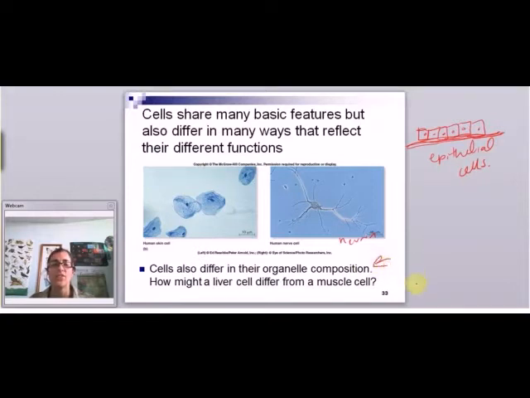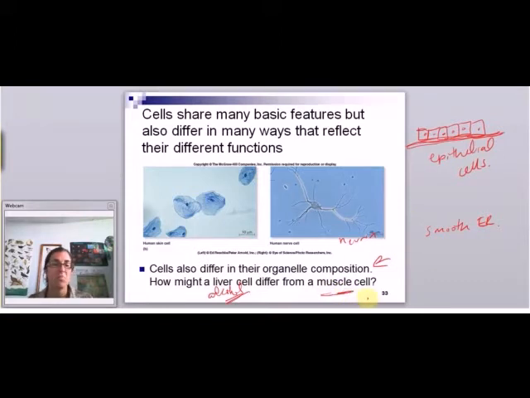Cells can also differ in their organelle composition. So if you think about a liver cell and compare it to a muscle cell, what is the role of the liver? Well, you probably know that it's involved in things like detoxification. For example, alcohol. Well, what organelle detoxifies alcohol? If you remember, it's the smooth ER, right? So you might expect that a liver cell would be rich in smooth ER.